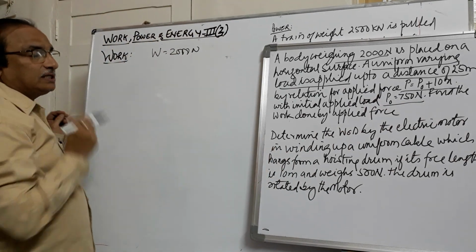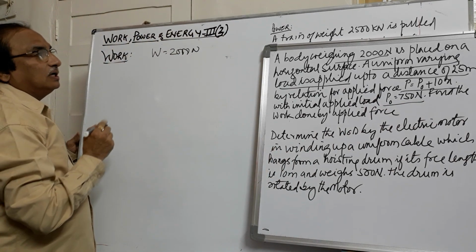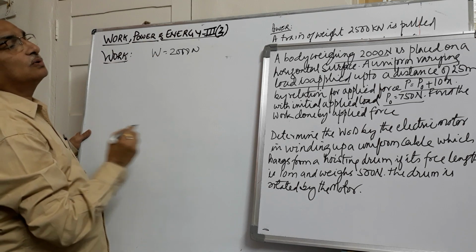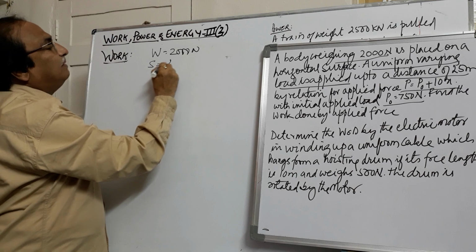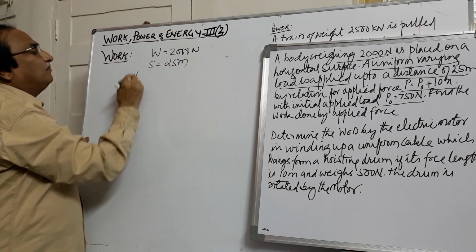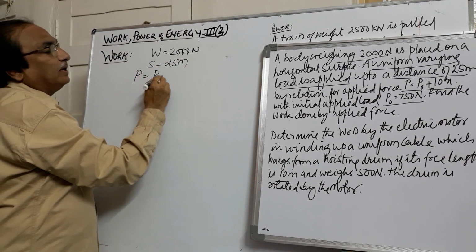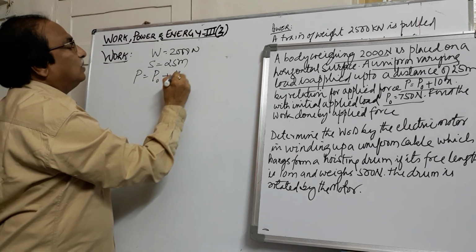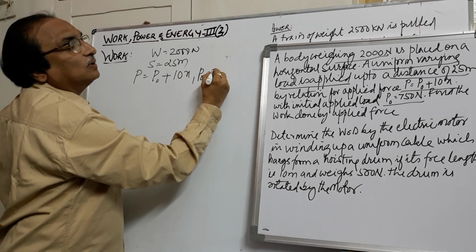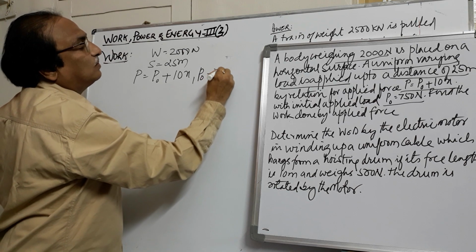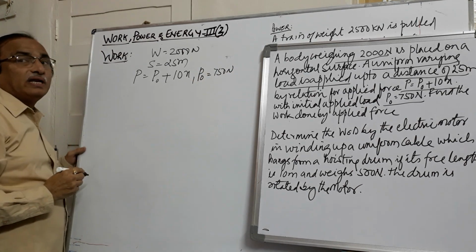So in this case it is a uniformly varying load. The weight of the body is 2000 Newton. The distance it is traveling is 25 meters, and the relation of the force is P is equal to P naught plus 10 into x, where P naught, the initial load, is given as 750 Newton. So this is a variable load.